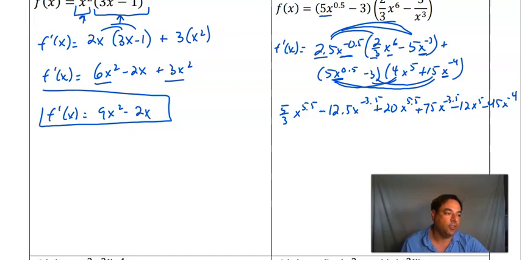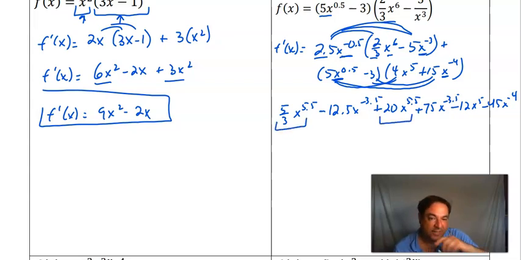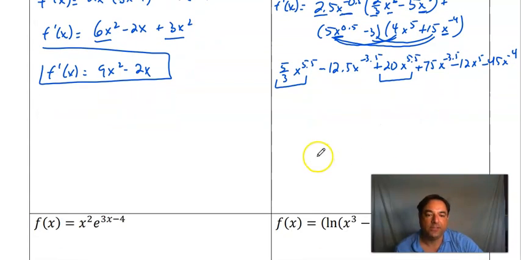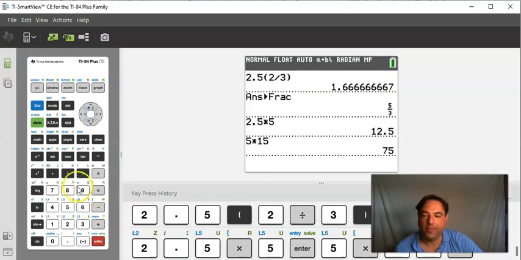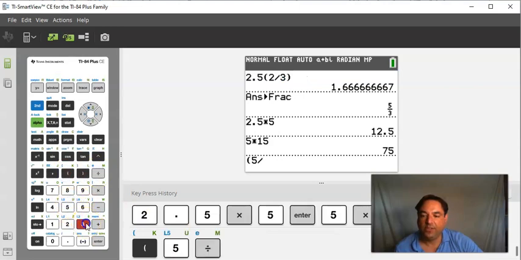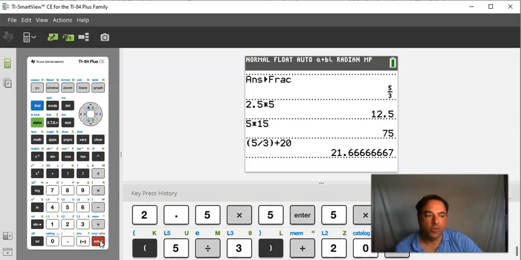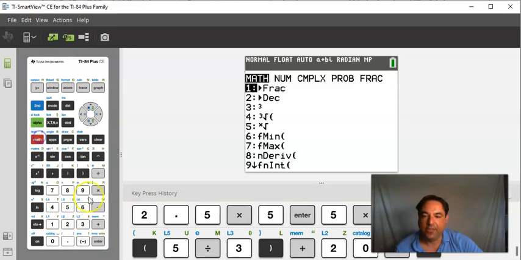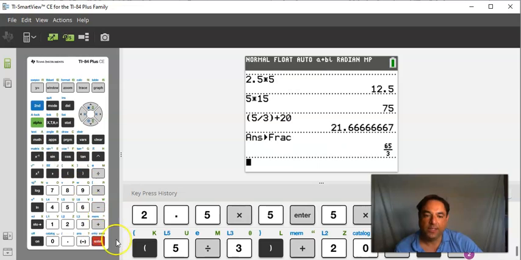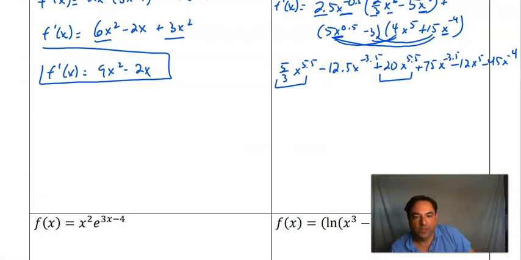Now we're going to combine like terms, and generally we start with the highest exponent and work our way down. So notice we have x to the 5.5 twice, so we can put the two 5.5s together. If we did 5/3 plus 20, that's 20 and 5/3, but we can put that in the calculator. Parenthesis 5/3 plus 20 gives you 21.6666. If you hit math, number 1 for fraction, that gives you 65 over 3. So that's 65 over 3, x to the 5.5.